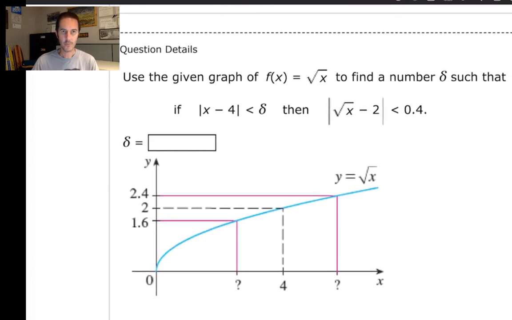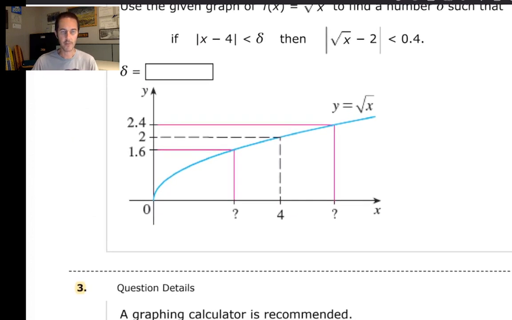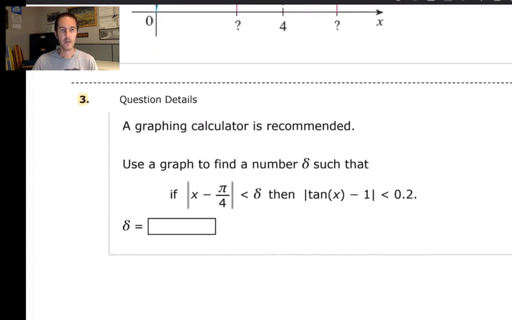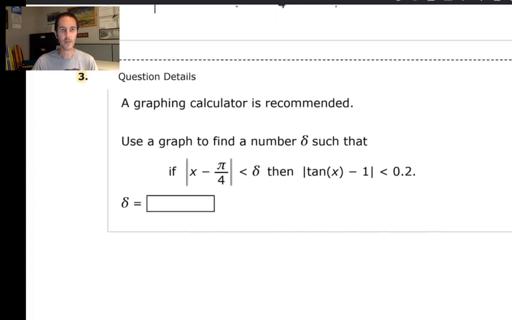Problem number 2, same idea, just a different graph. Still looking for delta. Problem number 3, we're being told that a graphing calculator is recommended, and that's because the majority of us, well, a bunch of us might know what the graph of the tangent of x looks like, but when you take tan x and you shift it to the right 1 unit.